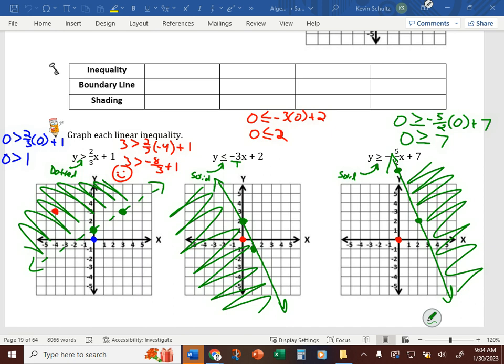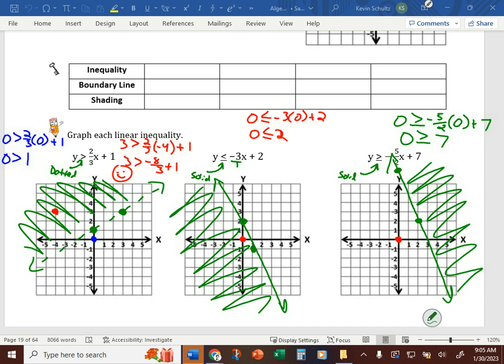So, if it's a dotted line, if it's less than, the shaded side is the right side. If it's greater than, the shaded side is the left side. If it's a solid line, it's the other way around. Interesting. I'll tell you that you are close. Instead of left and right, we're going to use the words above and below.